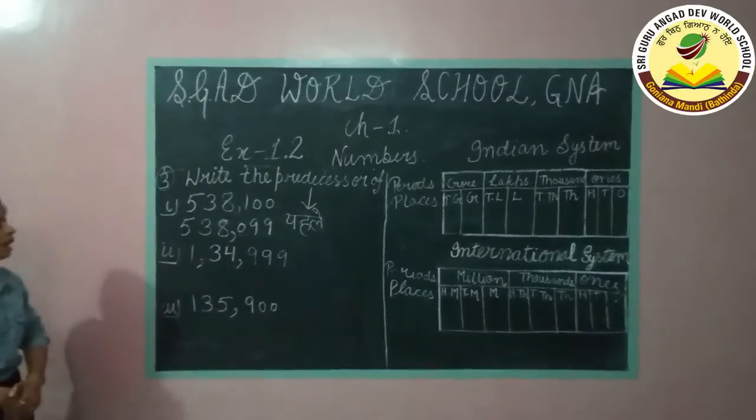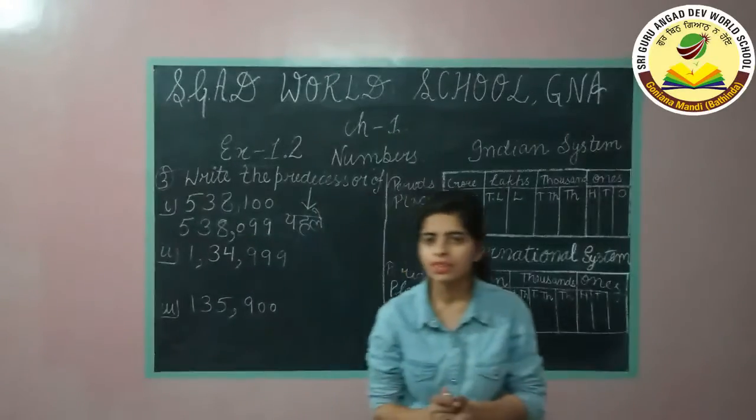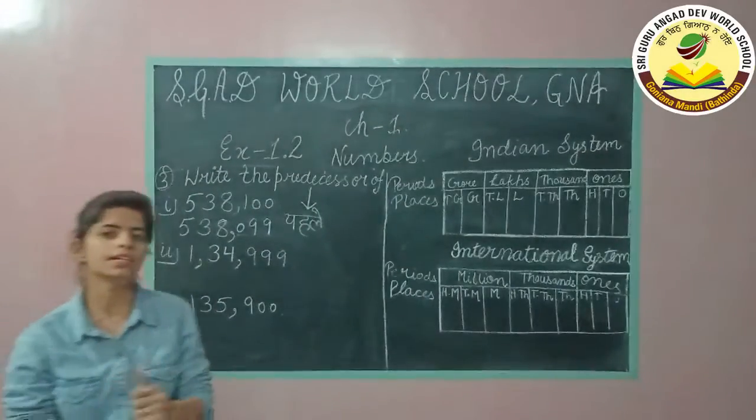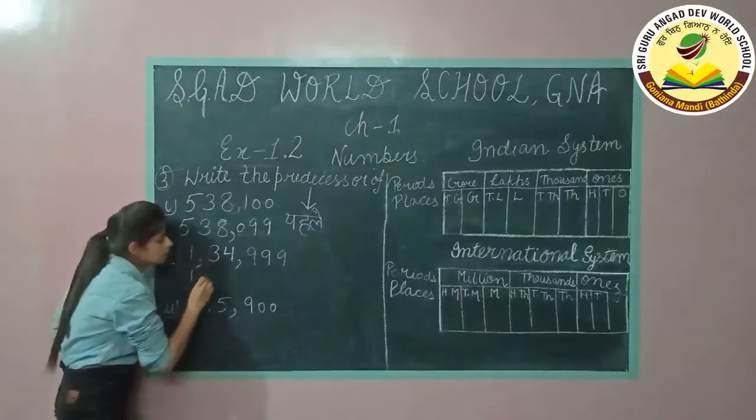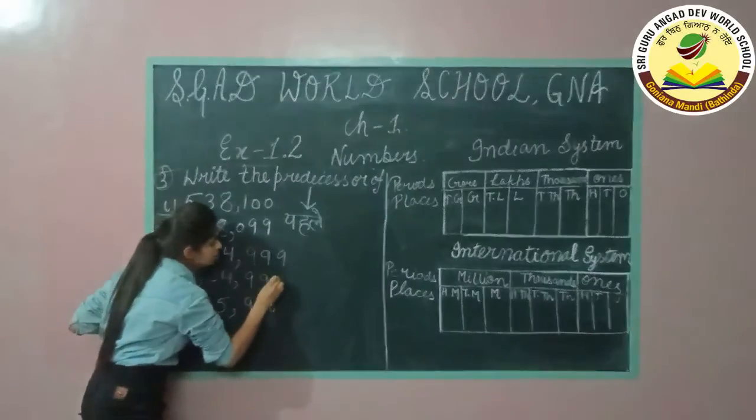In the second question, we find the predecessors. The second question is 1,34,999. What comes before 99 is 98. So the predecessor of this is 1,34,998.